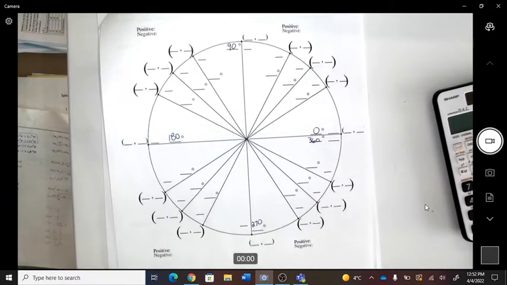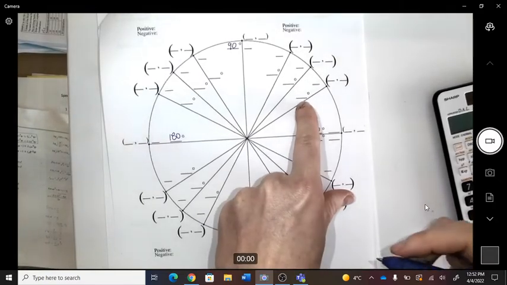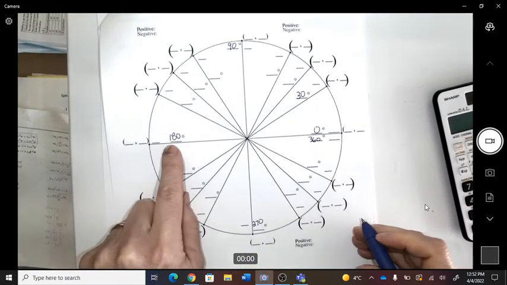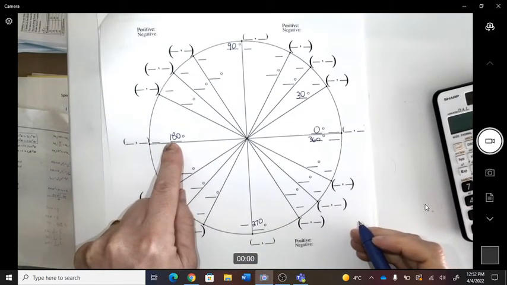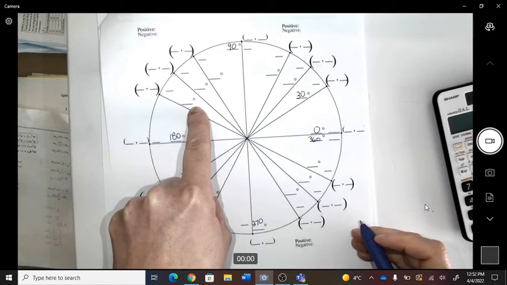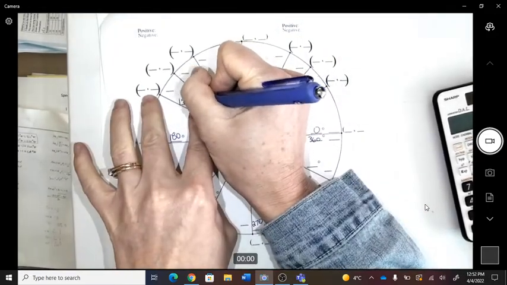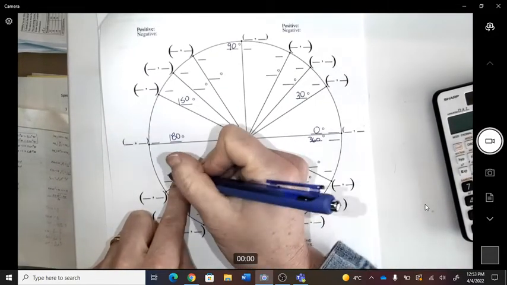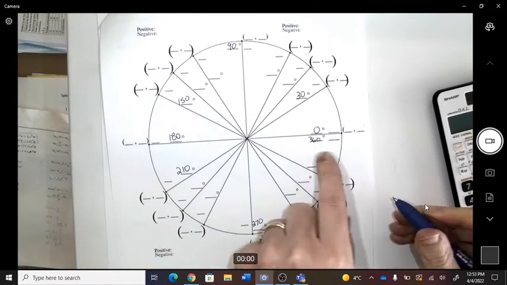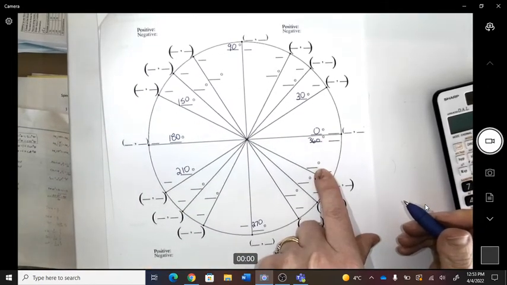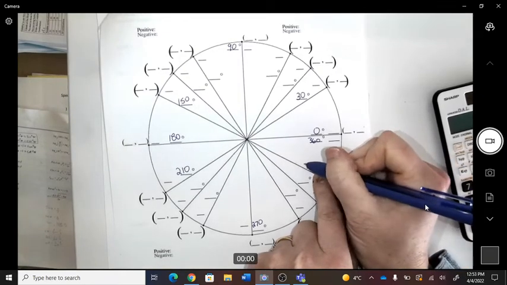The next is 30 degrees. So if I go 30 degrees, this is just 30 degrees. Back to 180. What's 30 lower? 150. What's 30 more? 210. And from this line, the 360, what's 30 lower? 330.